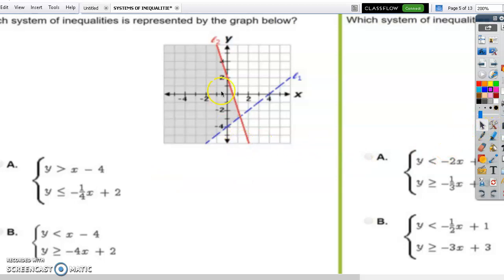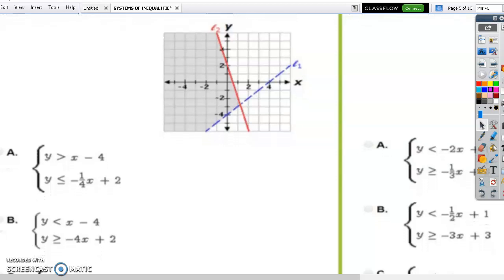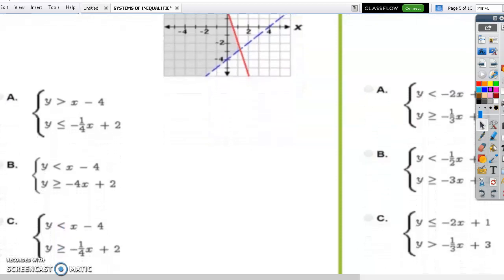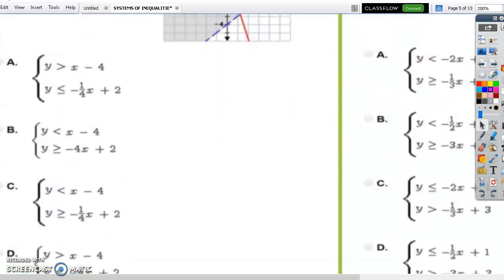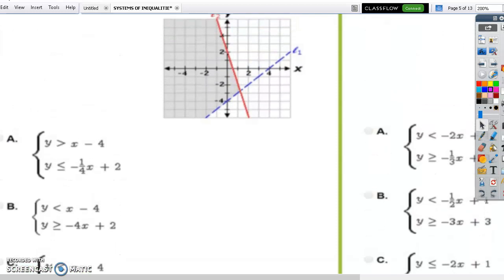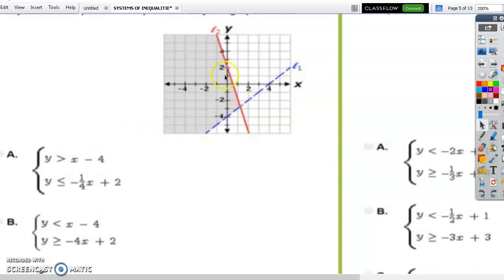So obviously one is solid, one is dashed. So let's check out our choices to make sure that one has a line underneath the inequality and one does not. That's true for A and B, C, and D. So solid and dashed don't help us cancel out any of our choices. Now we have to look at our y-intercepts. For line 2, our red line, our y-intercept is positive 2. And for line 1, our blue line, the y-intercept is negative 4.